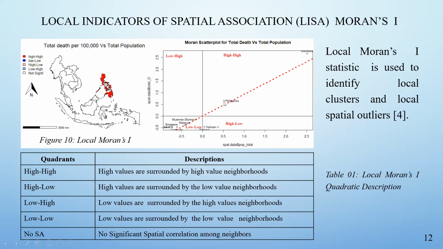So here you see the Philippines is located near the regression line, and it is definitely lower than the p-value of 0.05. So it is stated as high-high in our local Moran map. High-high means high values are surrounded by high value neighborhoods, and high-low means high values are surrounded by low value neighborhoods. We can say high is a hotspot and low is a cold spot. So we can use the local Moran statistic to identify local clusters and local spatial outliers. A local spatial outlier means it is different from its local values.